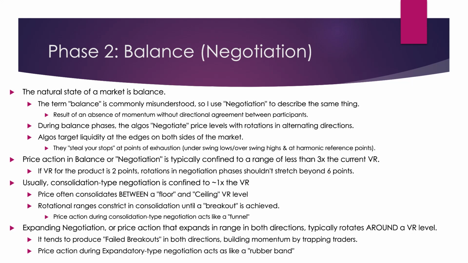An example of how this works is similar to how a marble moves in a funnel. If you've ever dropped a marble in a funnel, the range that the marble moves contracts until it gains enough momentum to fly through the hole. So that's how the consolidation type negotiation builds energy to be able to break out and become a trend, or potentially become a trend. On the other hand, expanding negotiation is when price action expands in range in both directions.